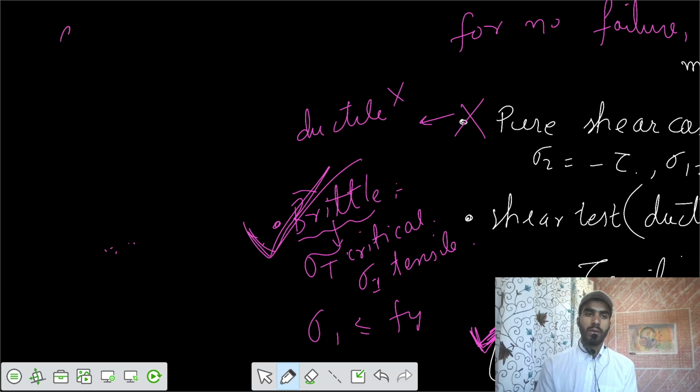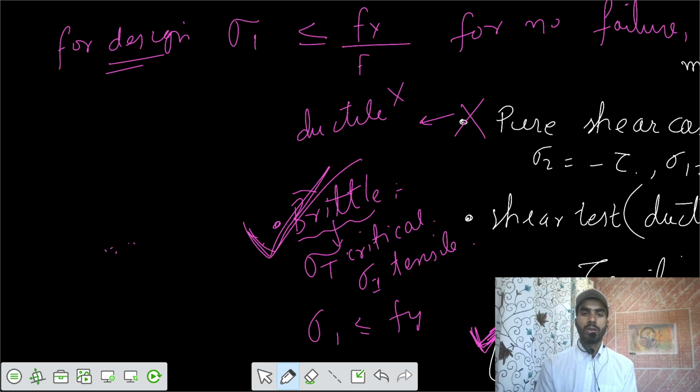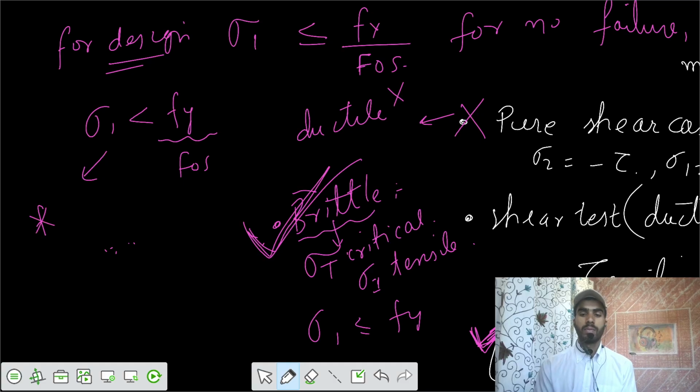Then for design purposes, we apply a factor of safety also. For design purposes, your major principal stress should be less than or equal to Fy divided by the factor of safety. We want to say your stress should not be more than Fy. If it is more than Fy, the material will fail. So we also apply a factor of safety such that stresses are far below the yield stress.